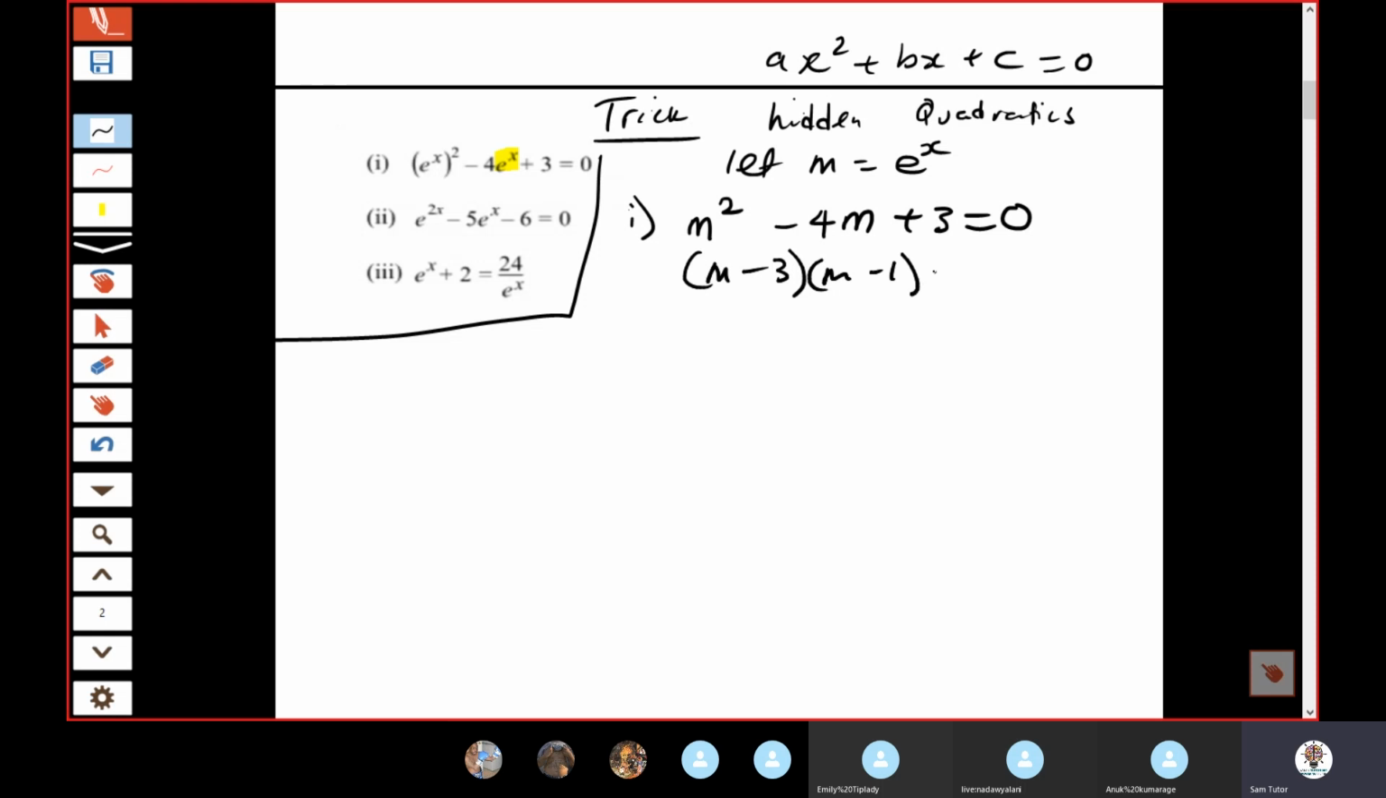Factorize. You can see how important term 1 was, which is why I emphasized really strong algebra. You've got m equals 3 and m equals 1. You weren't solving for m, you were trying to solve for x. So obviously you're going to substitute e of x back in. So instead of m equals 3, you write e of x equals 3.